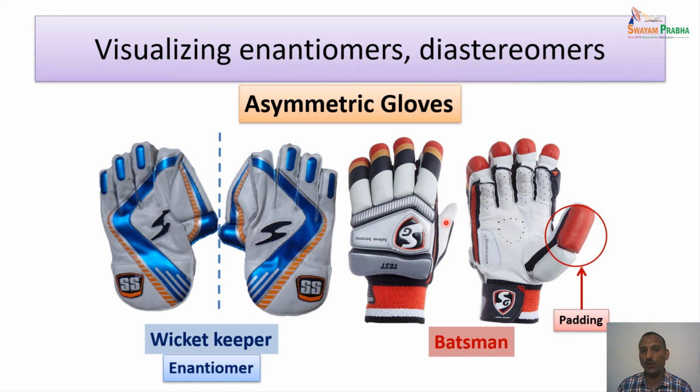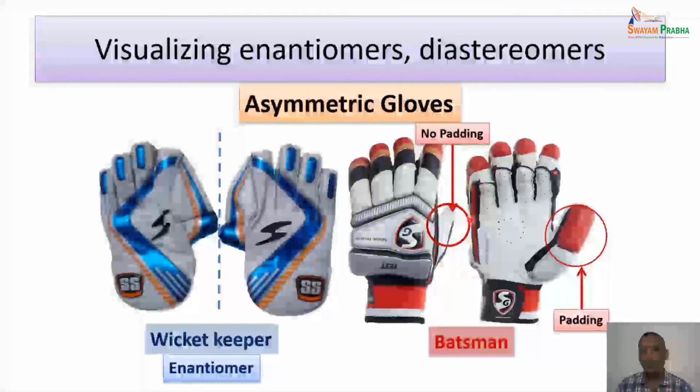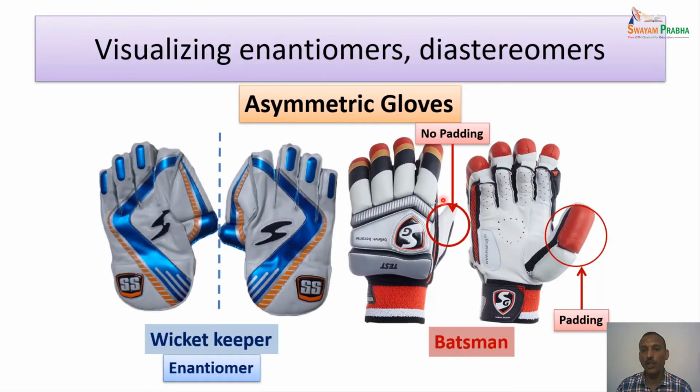So that is the reason there is no padding on this particular thumb. So these two are not mirror images, and they are also non-superimposable on each other. So this kind of Batman gloves is basically a diastereomer. So that way you can easily remember: the wicket keeper is an enantiomer, whereas the batsman is a diastereomer.